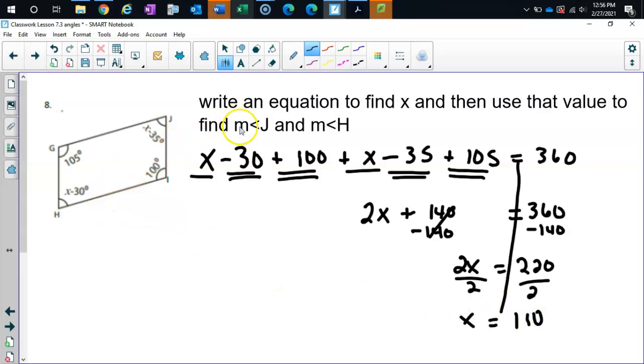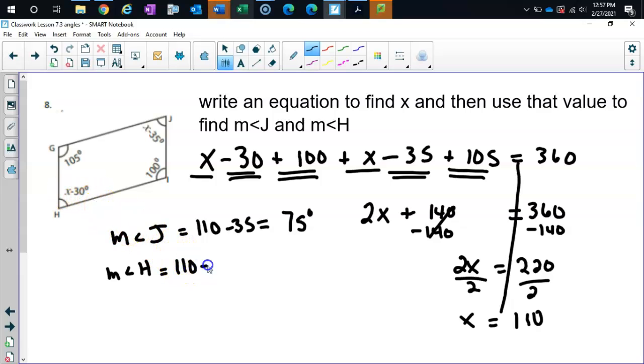All right. Now, I would like you to find the measure of angle J. Go. Well, J is x minus 35. X is 110. So 110 minus 35 gives you 75 degrees. Now, find the measure of angle H. Go. Angle H will be x minus 30. So 110 minus 30 is 80 degrees.